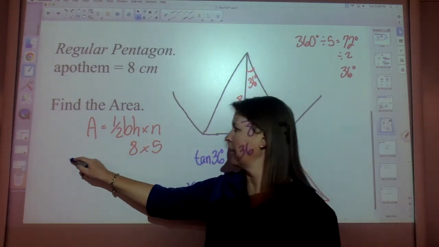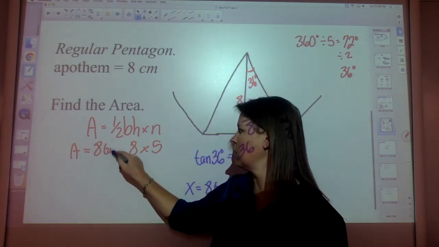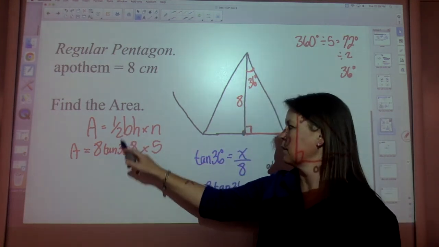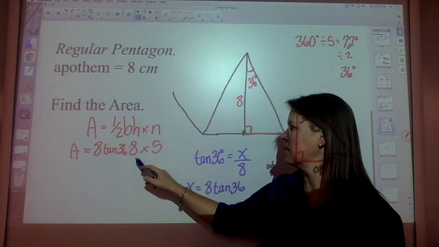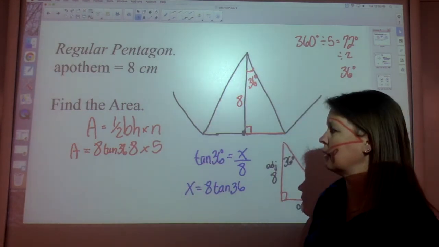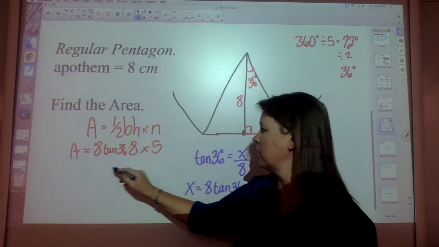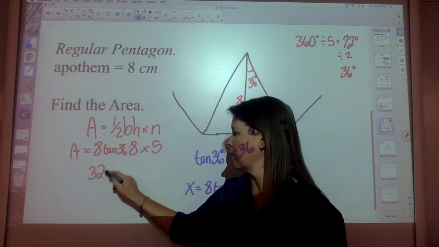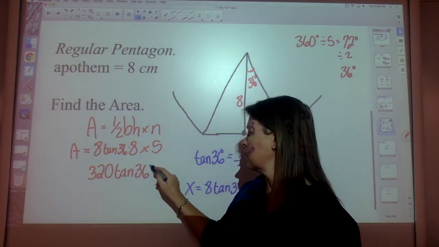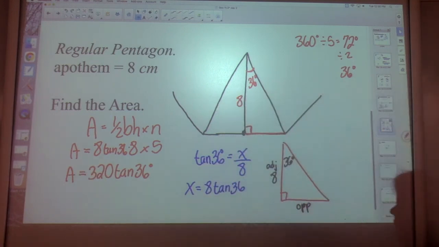What is the exact answer for the area? Equals 8 times the tangent of 36 for half the base. Height is 8. Number of sides is 5. That's a lot. That's sloppy. Let's clean it up. 8 times 8 times 5 is 320 times the tangent of 36 degrees. That is our actual area of our pentagon.